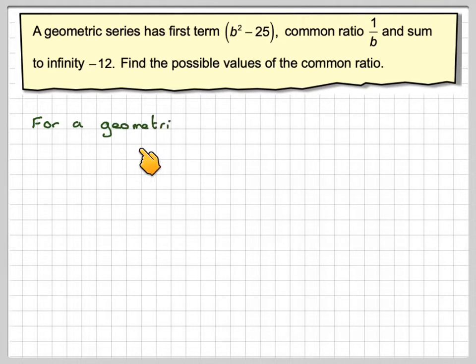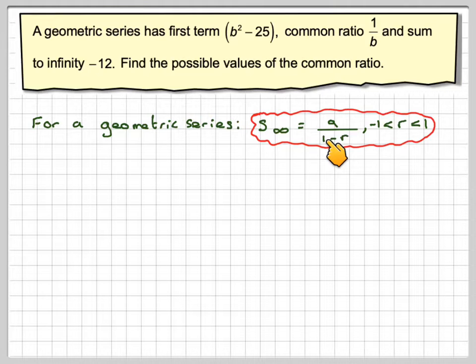So, for a geometric series, sometimes known as a GP, the sum to infinity is the first term divided by 1 minus the common ratio, but the common ratio must be between minus 1 and 1, otherwise we don't get convergence. Therefore, the sum to infinity doesn't exist.